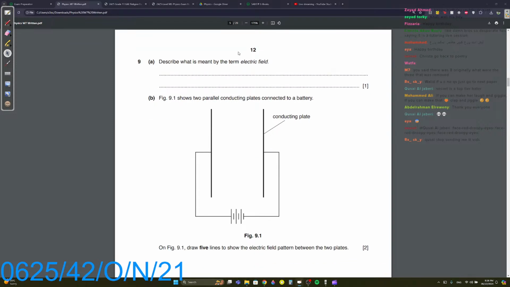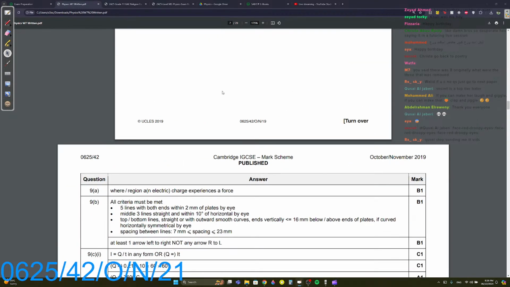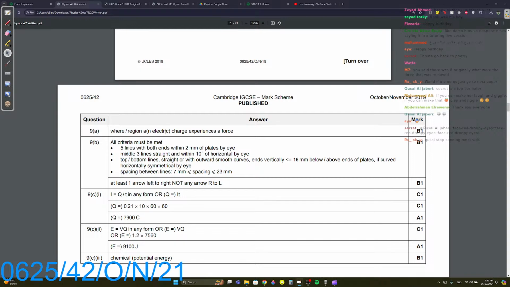Question 9. Describe what is meant by the term electric field. I'm not going to give you my own answer because the answer in the Sabbath book is different from the Cambridge answer. So we're going to show you the one in the Cambridge answer. It's the region in which an electric charge experiences force.